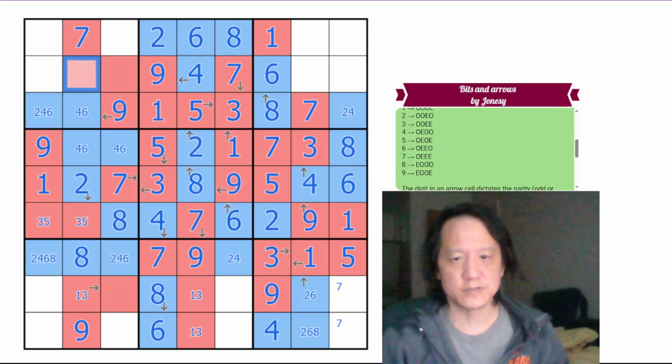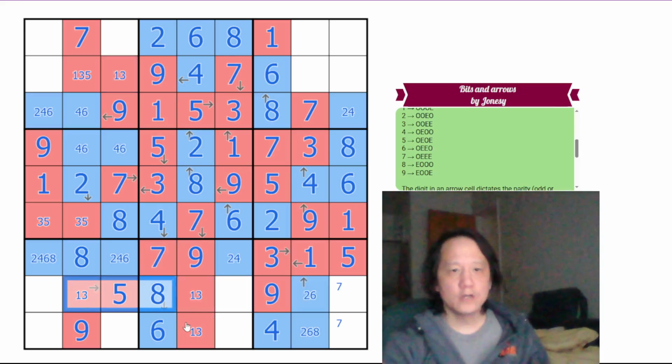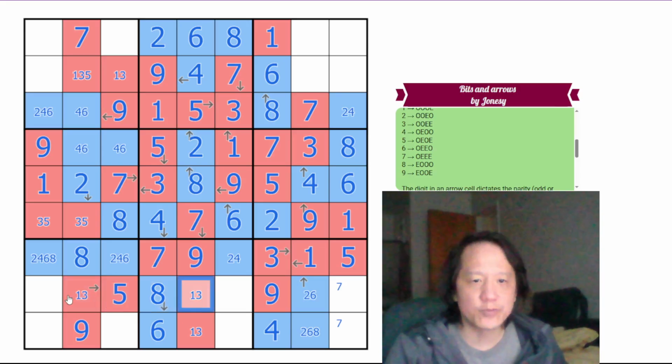That leaves this as 1, 3, or 5. This digit is 1, 3, or 5 also because it can't be 9 or 7. This can't be 1, 3, or 9 and 7, so this must be 5. Which means this can't be 5 here. And the reason why we knew that is because of the 1, 3 pair here.